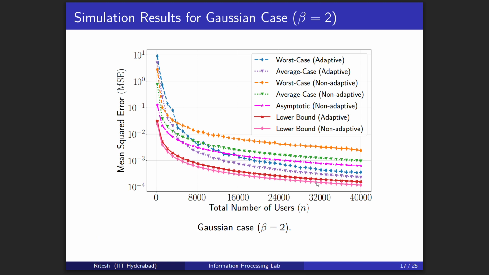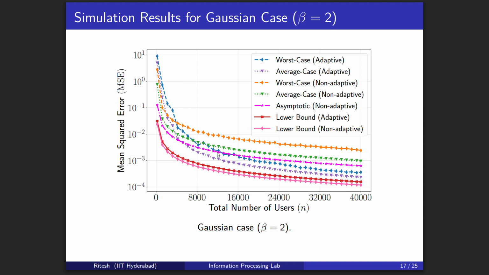Now, what if beta equals 2? We have obtained the results at beta equal to 2; the limiting beta is around 1.85. So now beta equal to 2, it's a Gaussian. One can see here the worst case of adaptive, the lower bound of the adaptive one and the lower bound of the non-adaptive one. The lower bound of the non-adaptive one is lower than the adaptive bound. That's why we are not claiming that our non-adaptive lower bound is optimal for beta greater than 1.85.